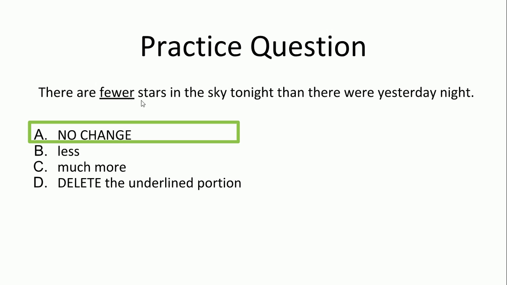Less, that doesn't work because less is for things that cannot be counted. Much more doesn't work. Much more is for objects that cannot be counted. And if you delete the underlined portion, then you get there are stars in the night sky tonight than there were yesterday night. That doesn't make sense. You're trying to compare something in this half of the sentence and not in this half. It just creates more problems.